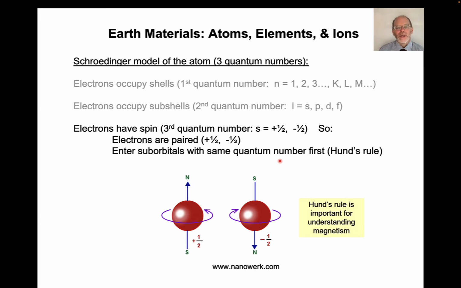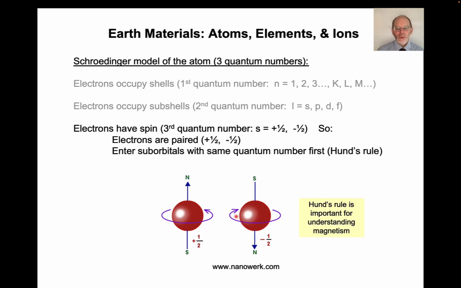Now there's another quantum number that we can consider. The third quantum number says that electrons have spin. Now what that means is that electrons are paired. The spin quantum number tells you which way the electron is spinning. In this orientation, with the plus 1/2, it's spinning in this direction. With the minus 1/2, it's spinning in this direction.